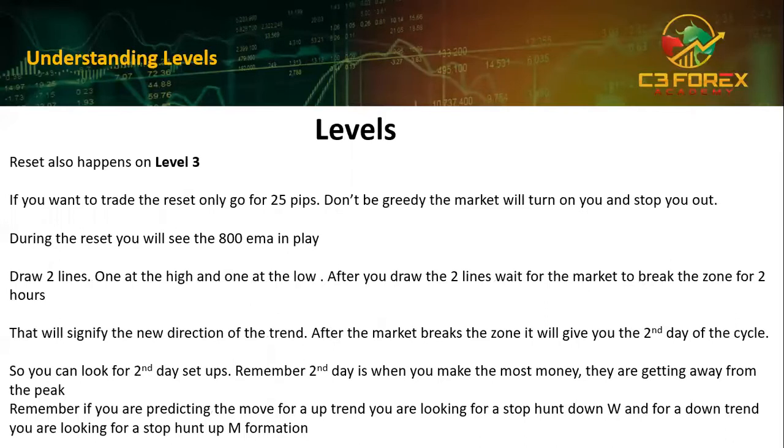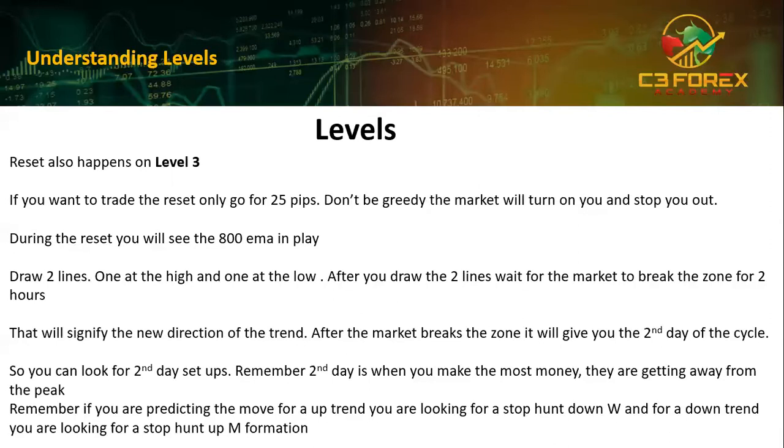Reset also happens on level 3. If you want to trade reset, only go for 25 pips. Don't be greedy. The market will turn against you and stop you out. During reset, you will see the 800 EMA in play. You want to draw 2 lines, one at the high, one at the low. After you draw the 2 lines, you wait for the market to break the zone for 2 hours. That would signify the direction of the new trend.